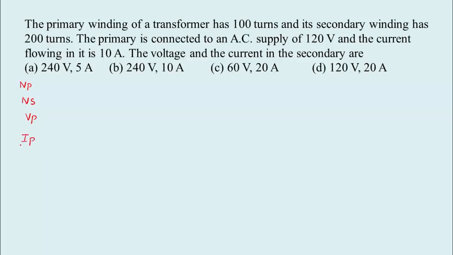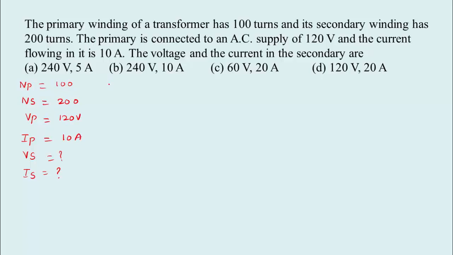Current across primary is given. So we have to calculate voltage across secondary and current across secondary. Remaining is given here. So number of turns in primary is 100, in secondary is 200. Voltage across primary is 120 volt and current across primary is 10 ampere. So these are the givens.